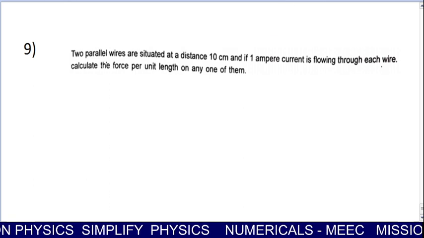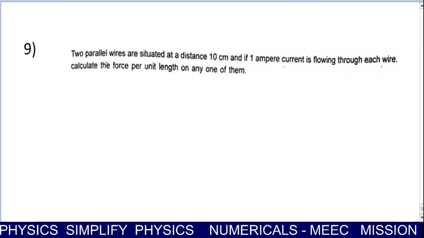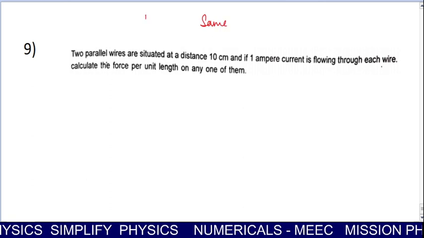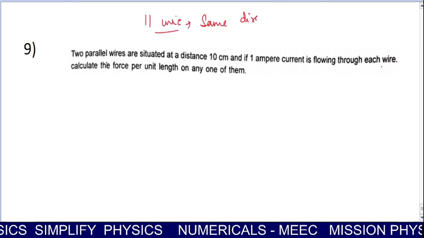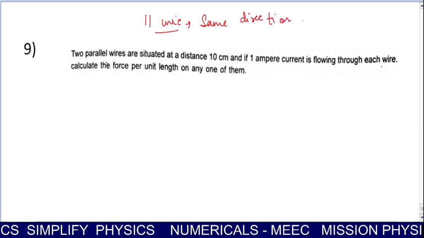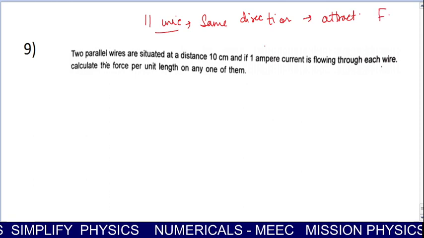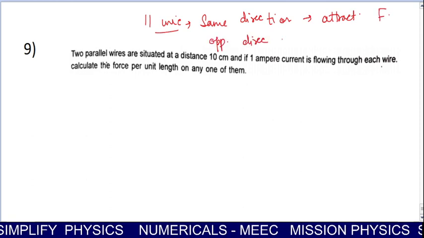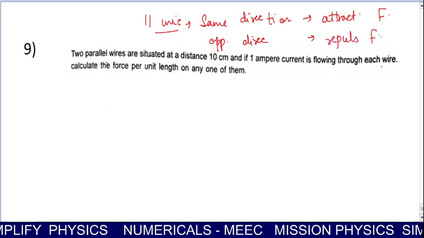In the next question, two parallel wires are situated at a distance of 10 centimeter and 1 ampere current is flowing through the wire. तो आपने टॉपिक पढ़ा हुआ है, when the current flows in the same direction in two parallel wires, अगर same direction current हो तो उनके बीच में attractive force लगता है. And if the current is flowing in the opposite direction, then the force acting between them will be the repulsive force.